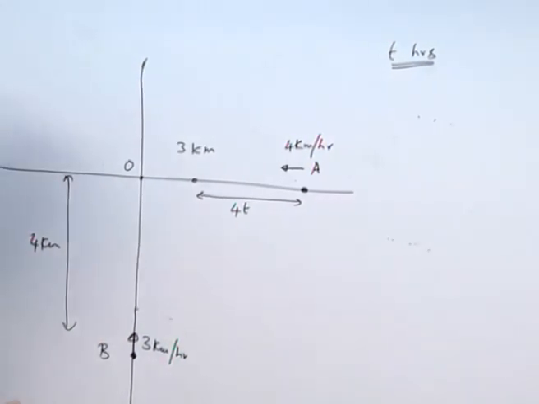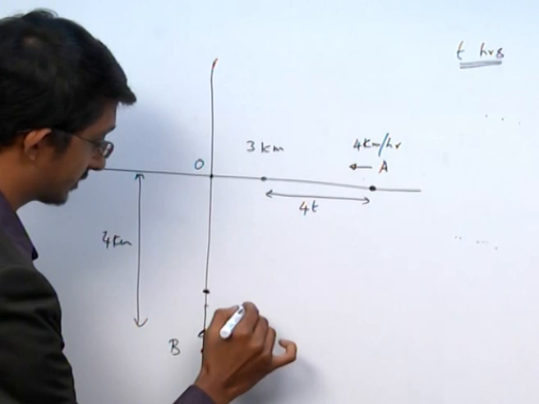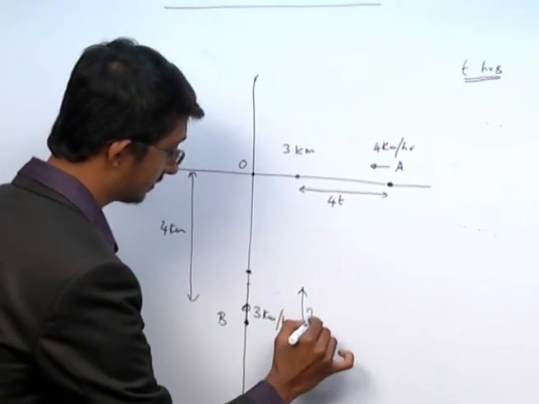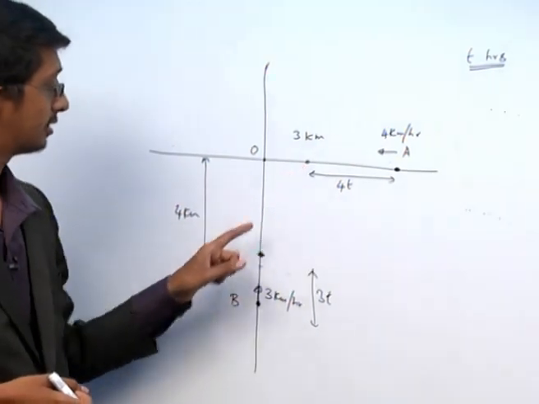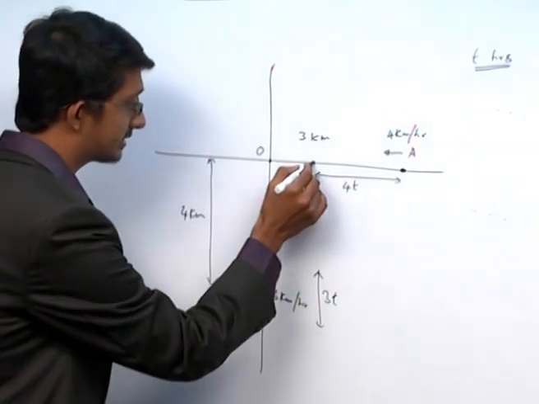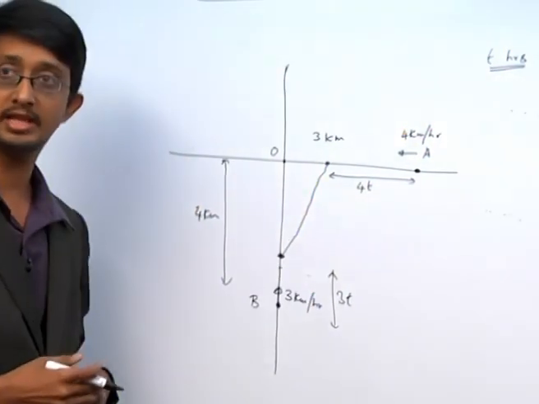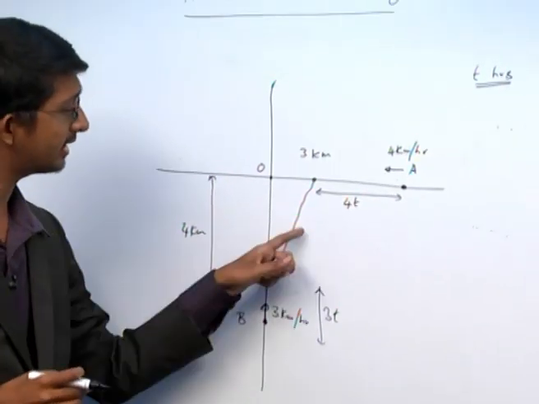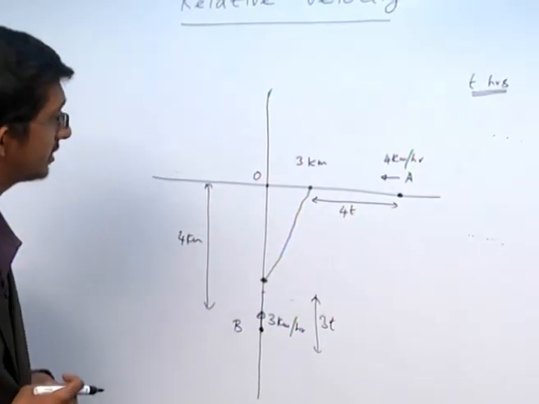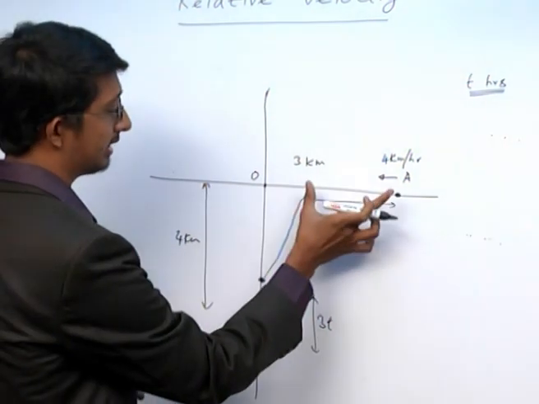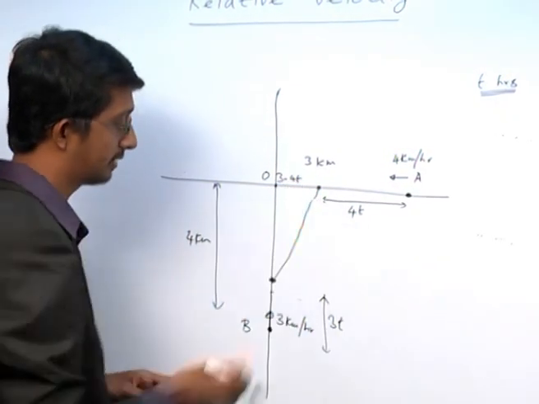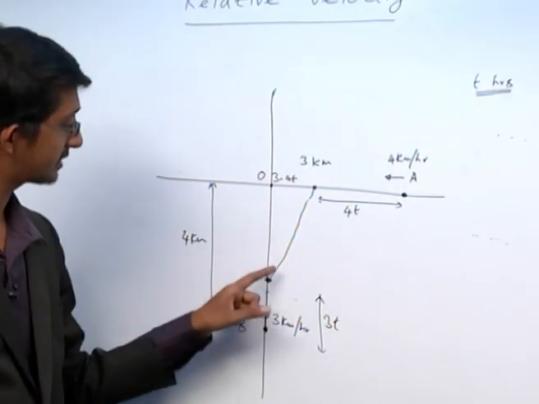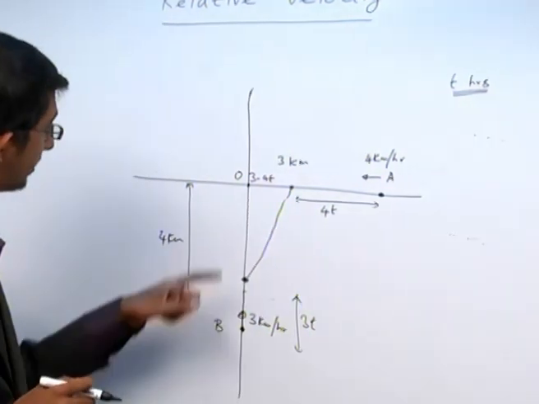B would have traveled 3t kilometers. So, B would be there, 3t. So, A is here, B is there. This is the current separation between them. Can we get that current separation? It's very simple. From 3, if you subtract 4t, this will be 3 minus 4t. And from 4, if you subtract 3t, it will be 4 minus 3t.